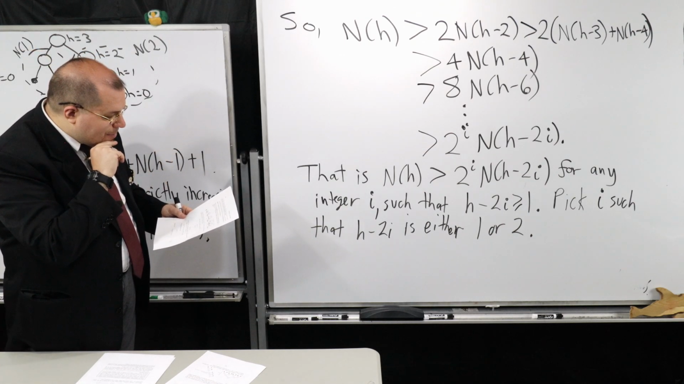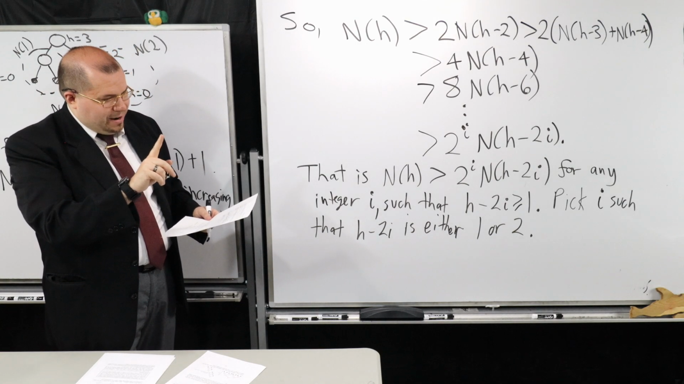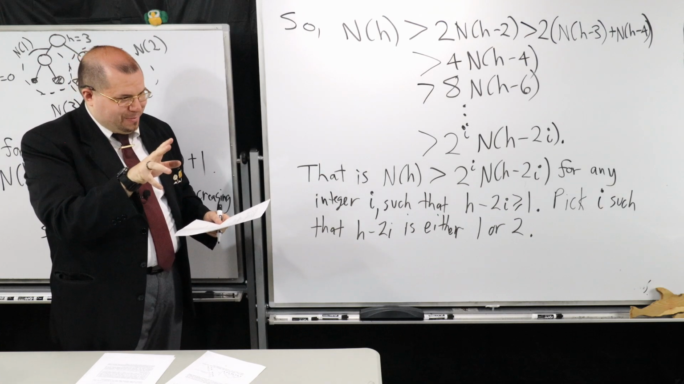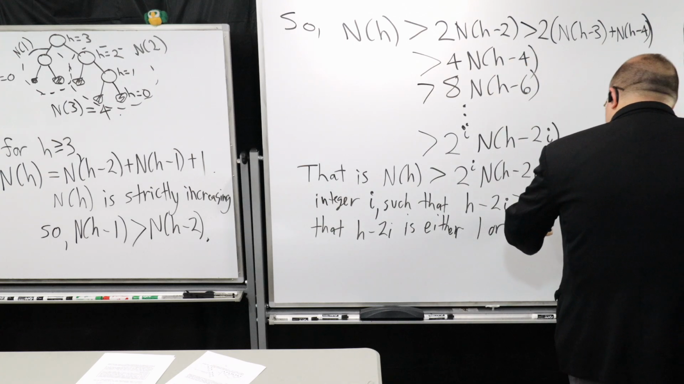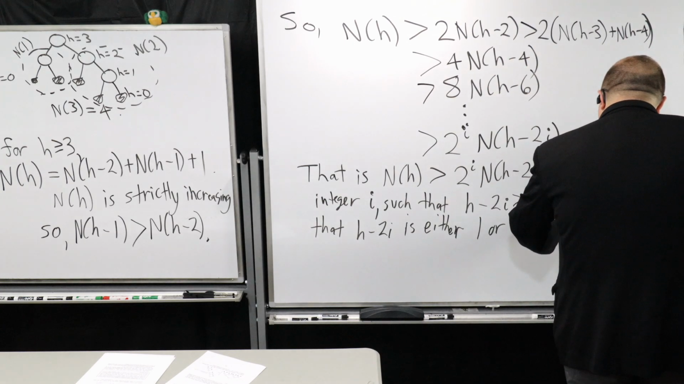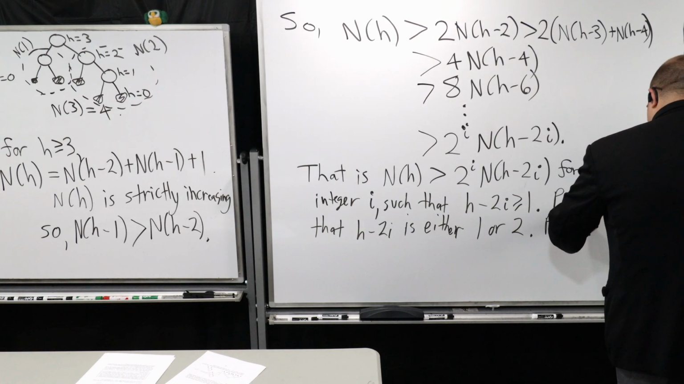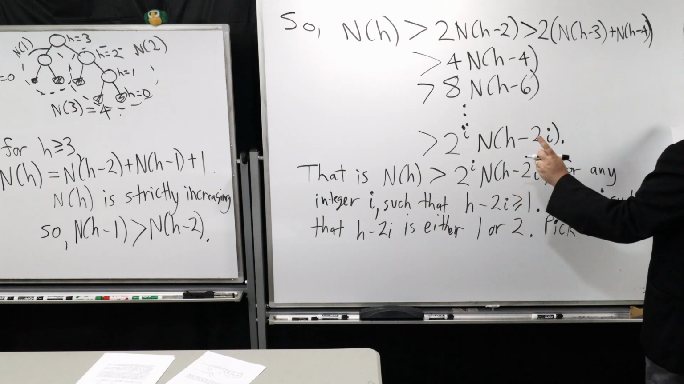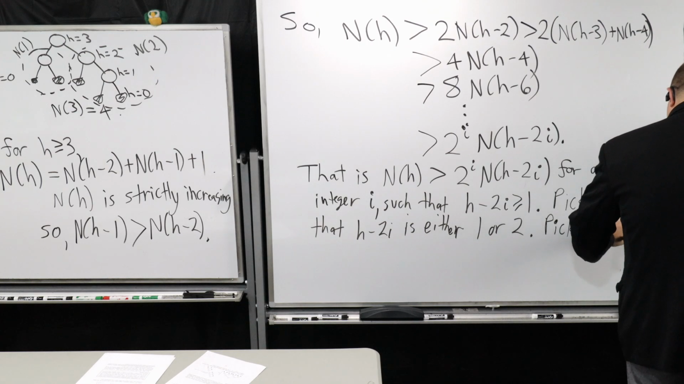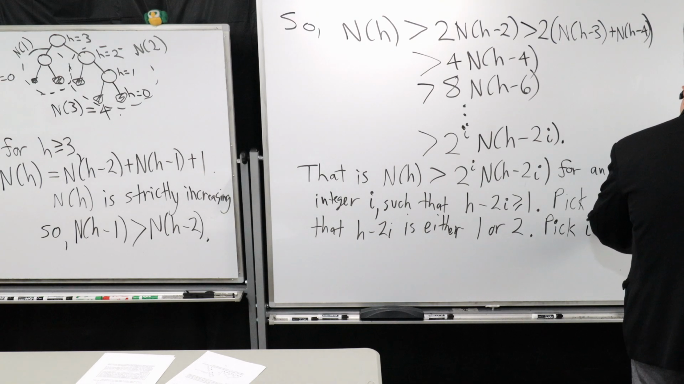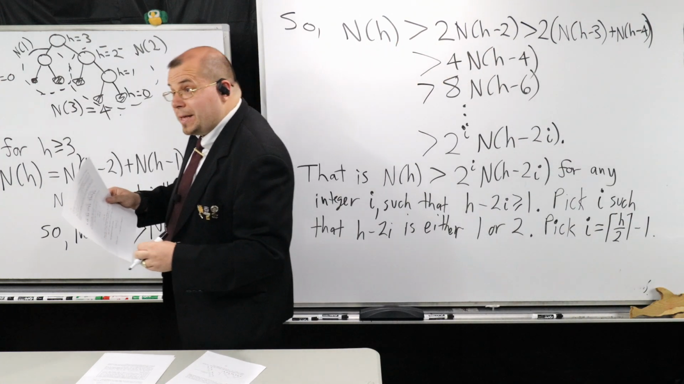Then, now what I'm going to do is I'm going to pick i. Now, I'm going to pick i in a very specific way, and I'll try to justify my selection of this. But I encourage you to think carefully about it. At first, it's going to seem like I pulled this right out of nowhere. It is actually closely related to the expression over here. So I'm going to pick i to be the ceiling of h over 2, and I'm going to subtract 1 from that.